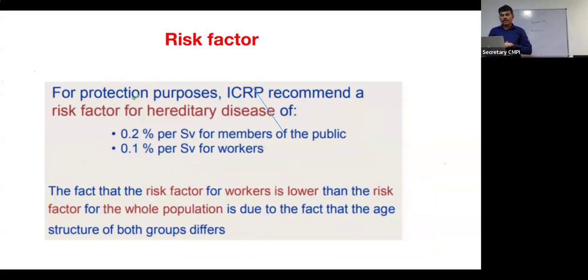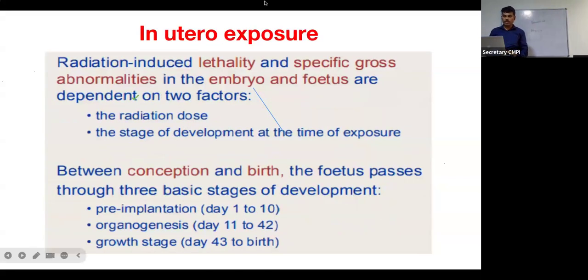The risk factor has again been calculated; the ICRP recommended value is 0.2% per sievert, just like cancer induction is 5.5, 4.1 and so on. Here it is 0.2% per sievert for members of the public and 0.1% per sievert for workers. That is the risk factor for genetic effects.